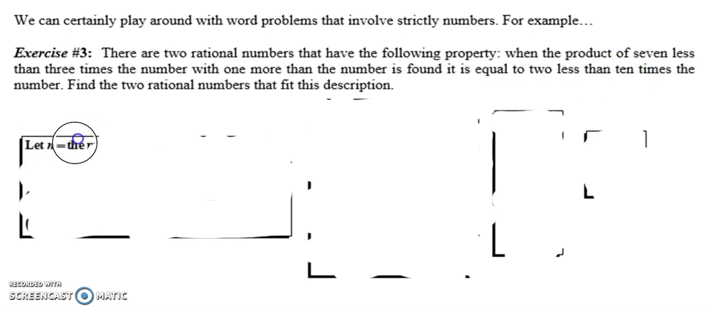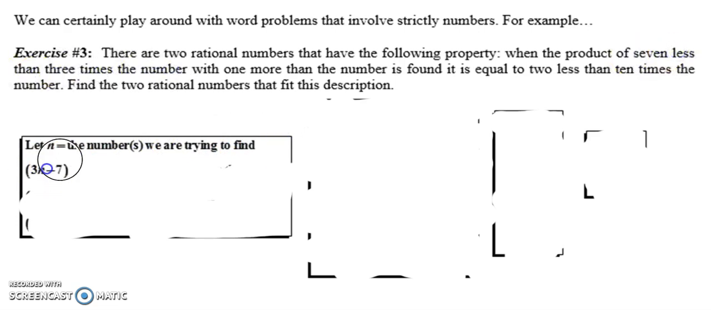Well, if we say let n be the number, let's take each piece one at a time. So we have this 7 less than 3 times the number. That would look like this: 7 less than 3 times the number. You don't have to write all this part down if you want. Then we have 7 less than 3 times the number with 1 more than the number.